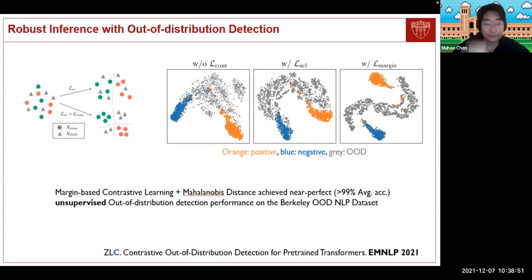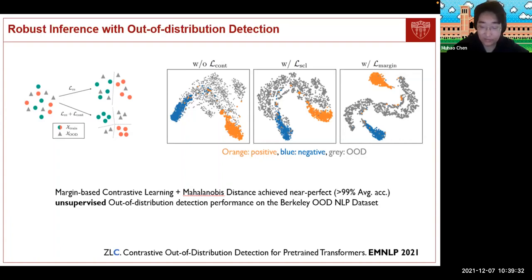Next, please. So on the other hand, in order to enforce robust inference with automated out-of-distribution detection, in another EMNLP paper of this year, we investigated a new way of using margin-based contrastive learning plus a Mahalanobis distance measure to let the model perform unsupervised out-of-distribution detection, so that the model is able to just see in-distribution data, but during inference, it is able to sensitively identify what kind of data are unseen in training.